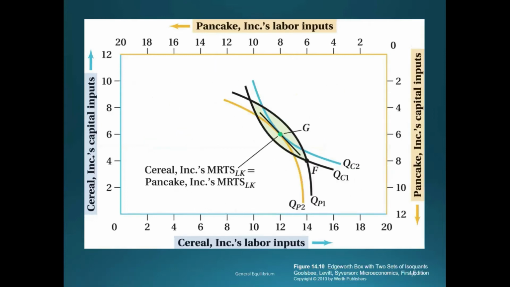So what is the condition going to be for input efficiency? It's going to be when the allocation of inputs is such that the isoquants for each of the two firms are just tangent and have the same slope at that point. Point G would be an example of input efficiency. Now remember that the magnitude of the slope of the isoquant is equal to the marginal rate of technical substitution, MRTS, or the rate at which inputs can be traded off in the production process. So the condition for input efficiency is that both firms have the same marginal rate of technical substitution, the same slope of the isoquants at that point.